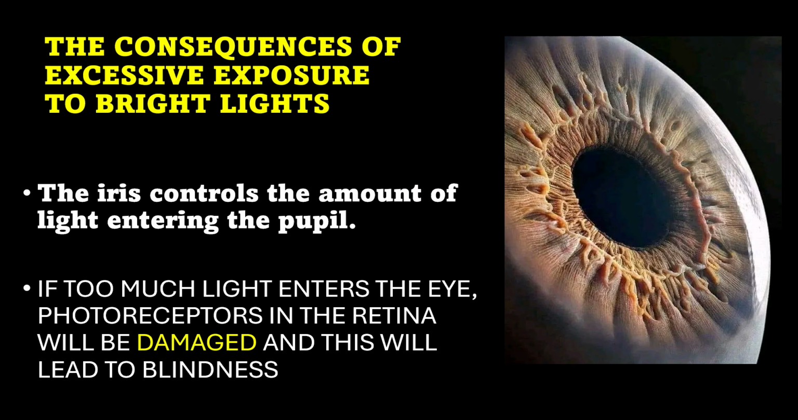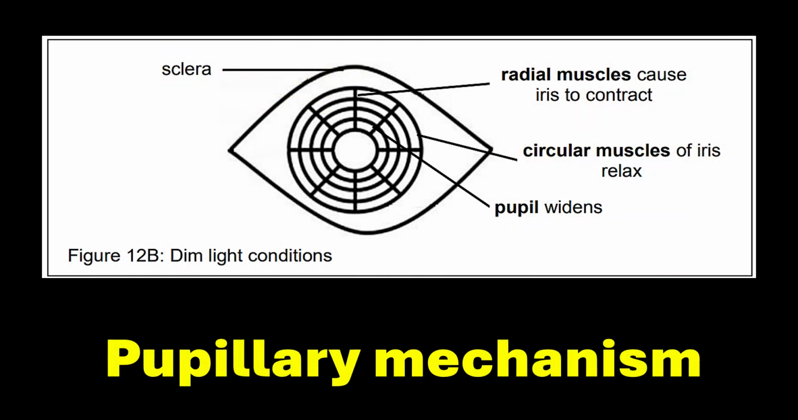Then we go on to the pupillary mechanism itself. Let us explore the pupillary mechanism in dim light. There are only two conditions: dim light and bright light. So when you are explaining it, you have to focus on three things. One, the muscles involved. There are two of them. You have radial muscles, circular muscles, and the pupil itself.